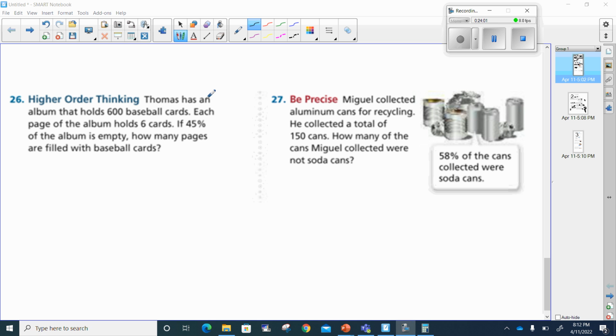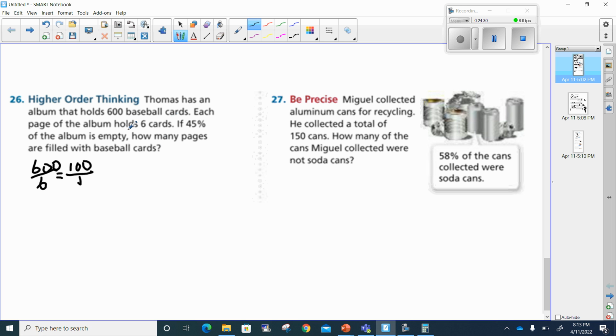Number 26 says, Thomas has an album that holds 600 baseball cards. Each page of the album holds 6 cards. Well, if there's 600 total cards and each page holds 6, that means the album has 100 pages. Both of these are divisible by 6, right?